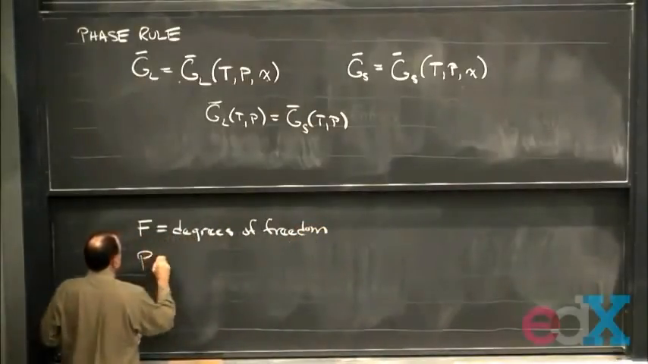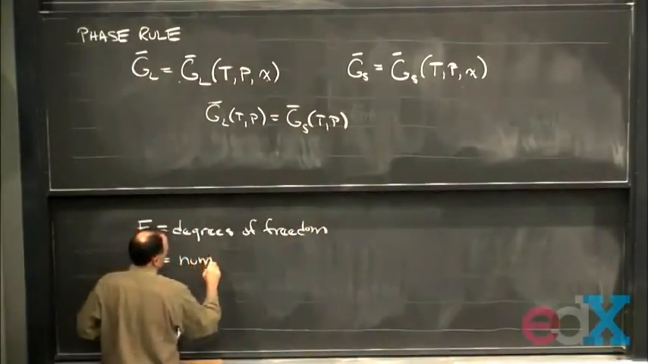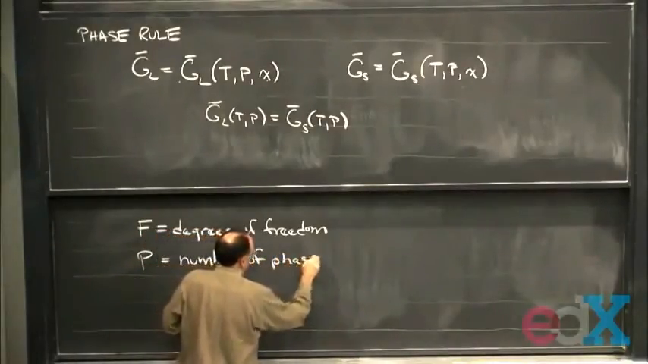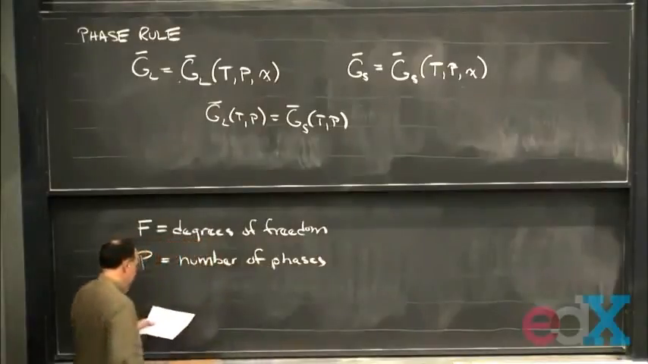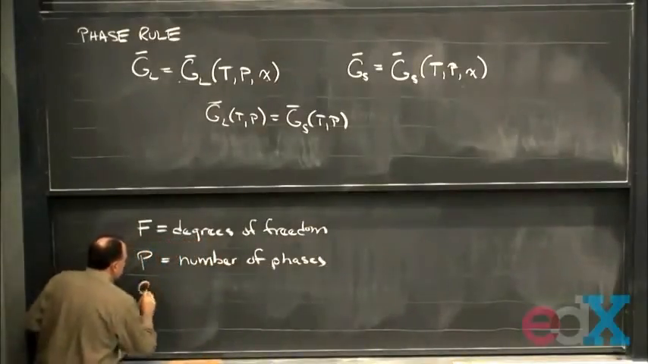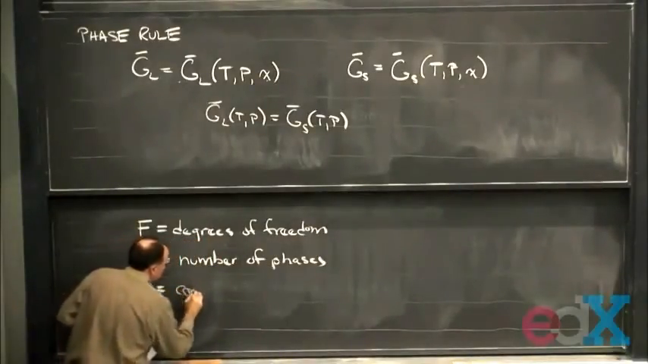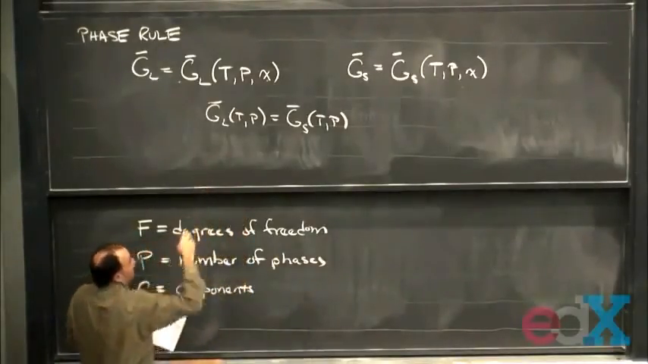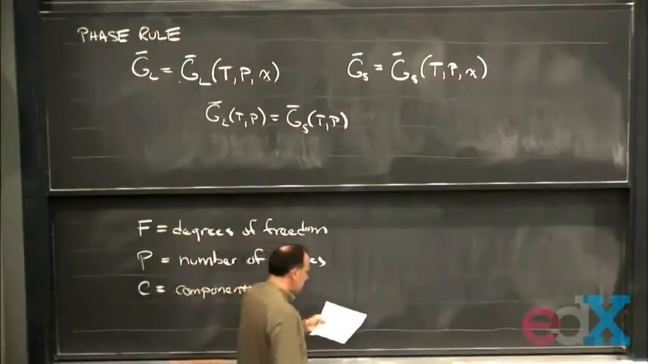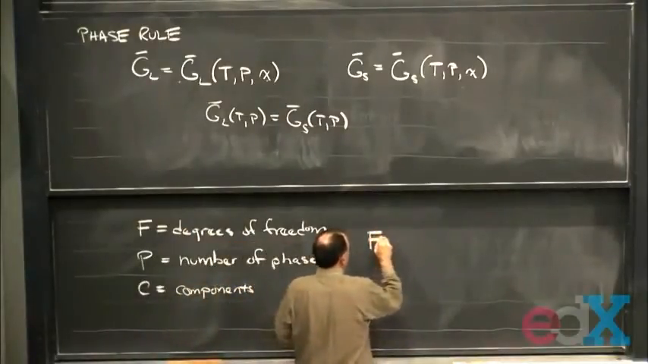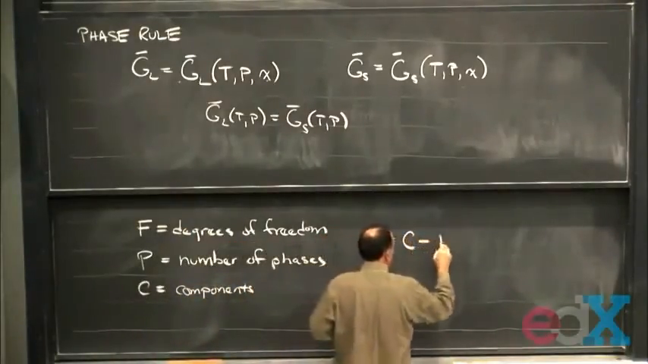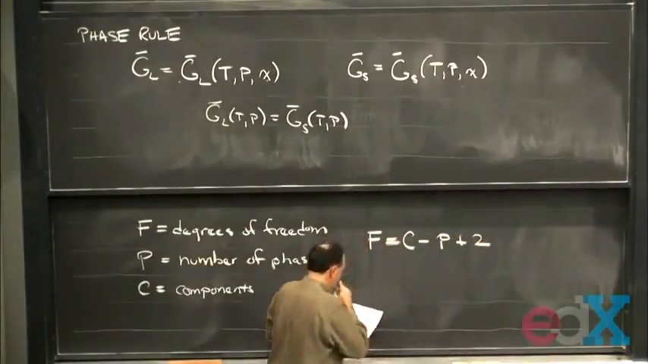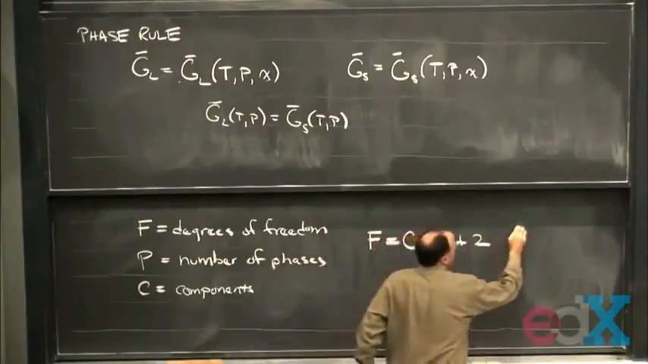and P is the number of phases, not pressure now, number of phases, and C is the number of components. So here I've just added in the X there. Then you have that F equals C minus P plus 2, where T and P are allowed to change.